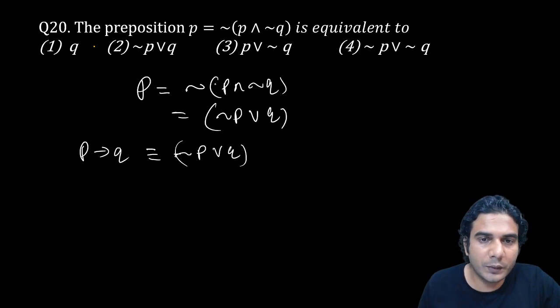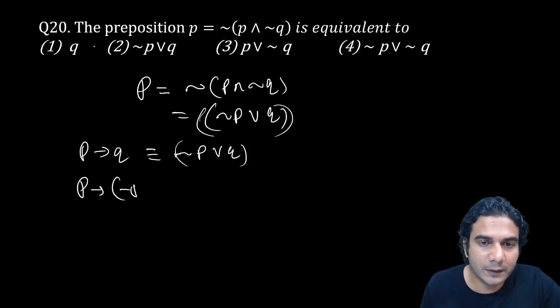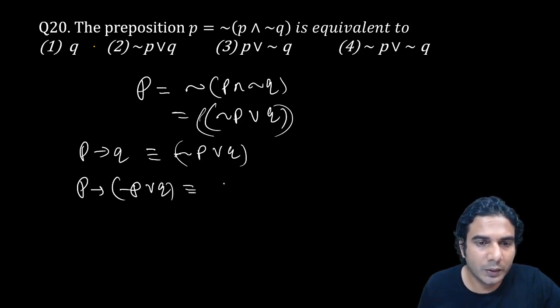So here q is this thing, right? You can just replace this. P implies this, minus of p or q. This can be written as equivalent to negative of negation of p, or it will be this minus p, negative of p or q, right?